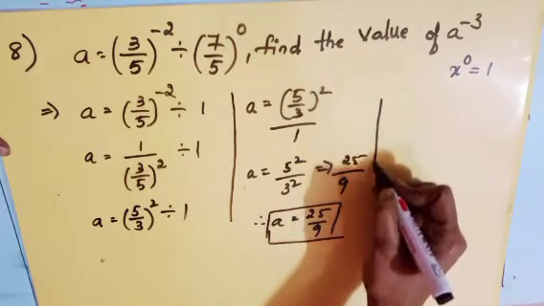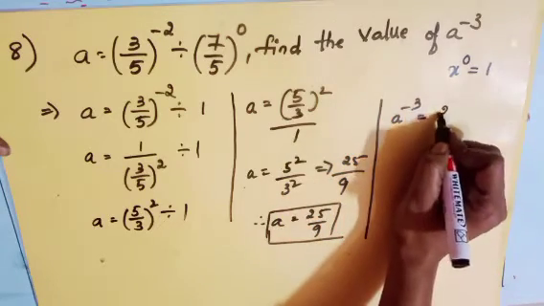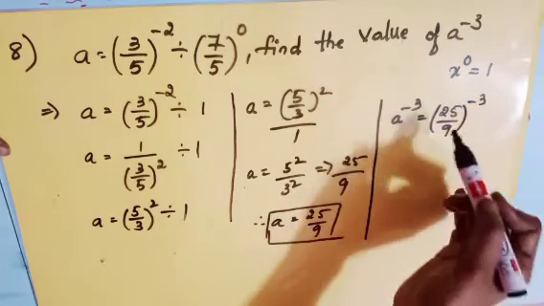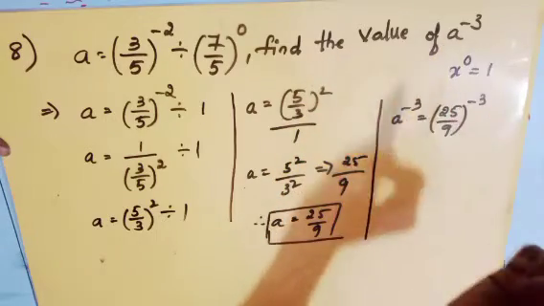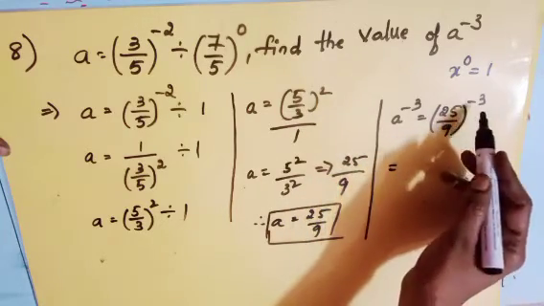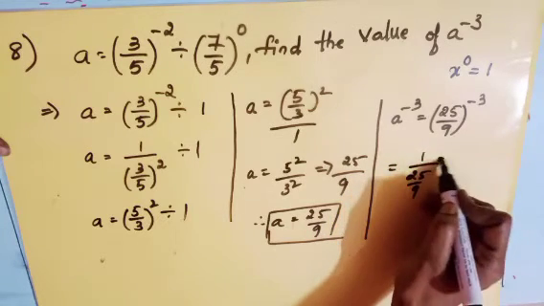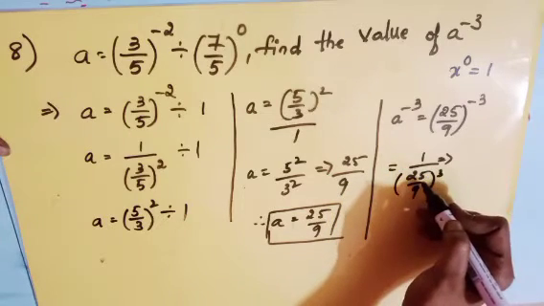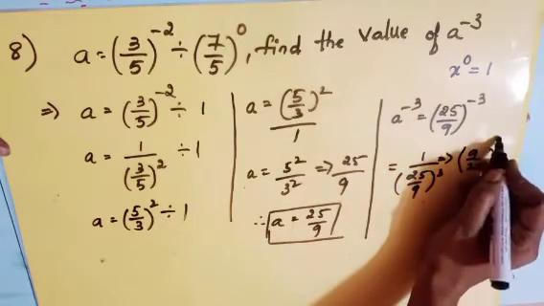Now we have to find the value of a to the power of minus 3. Therefore the value of a is 25/9 whole to the power of minus 3. So a to the power of minus 3 means (25/9)^-3. That means this can be written as 1 by (25/9)^3. Next, the reciprocal of 25/9 is 9/25 whole to the power of 3.